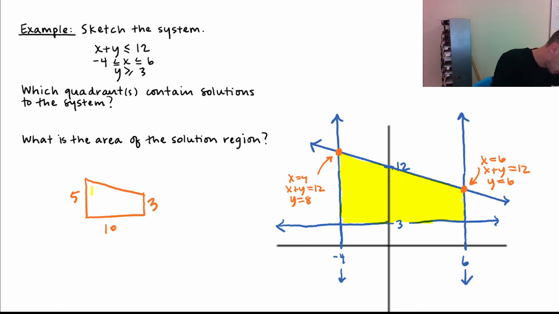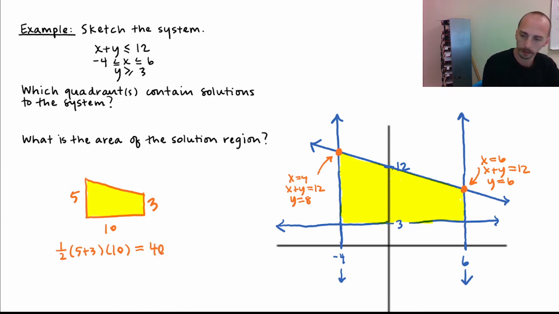Now, if we're tasked with finding the area of this region here, then, like I said before, we're going to average the parallel sides. So add them up and divide by 2, and then multiply by the height. That's going to be equal to half of 8 is 4, times 10 is 40.